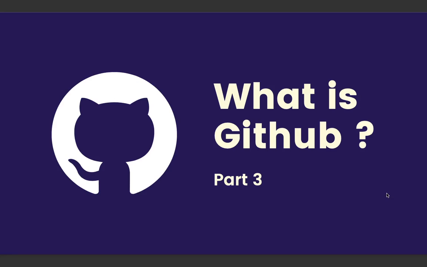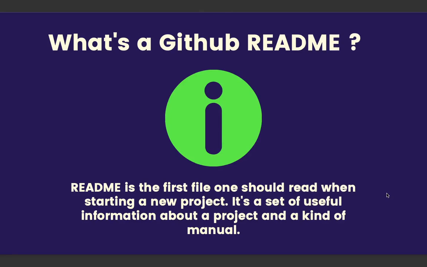In this part we'll discuss what the different types of readmes are and what a readme is. Starting off with the most basic question, what's a GitHub readme? A readme is the first file that one should read or create when starting a new project. It's a set of useful information about a project and a kind of manual.